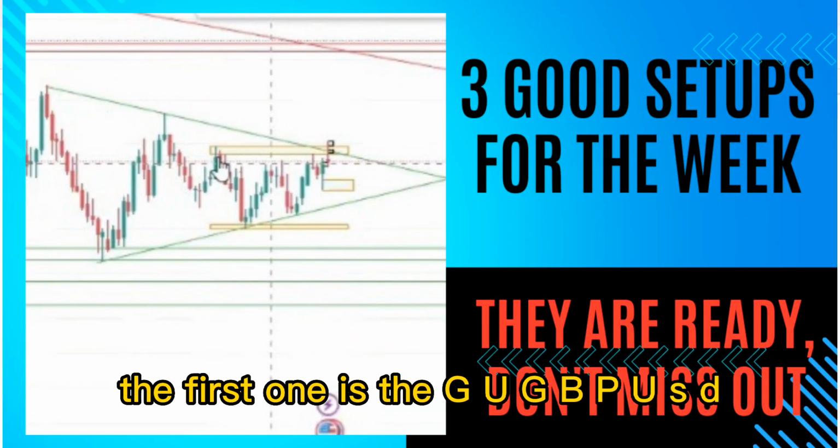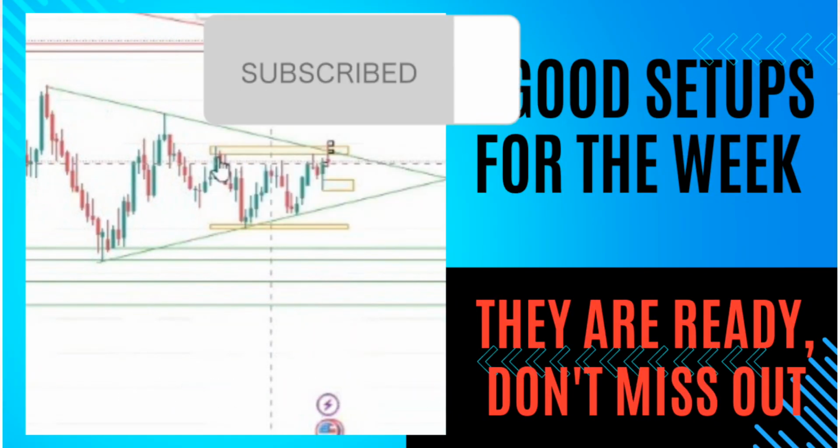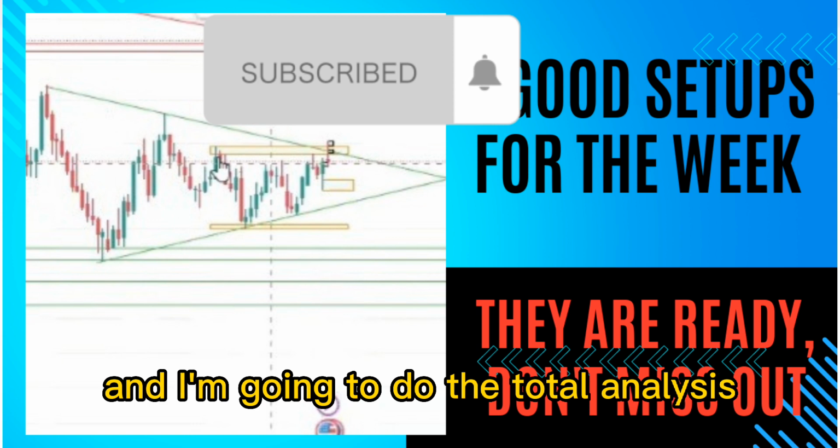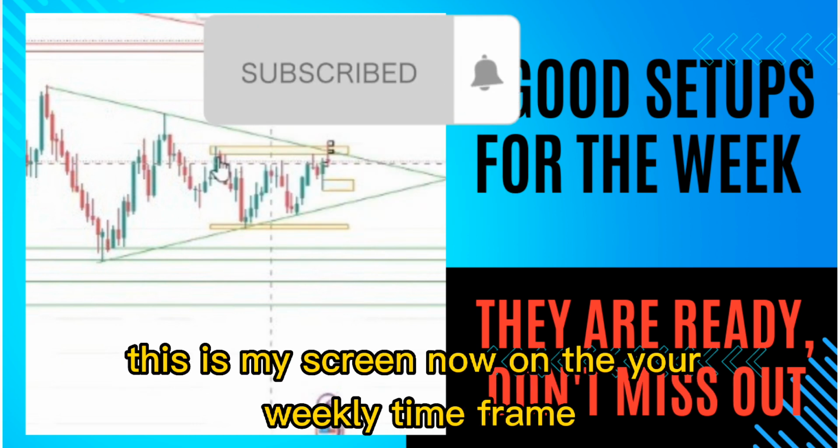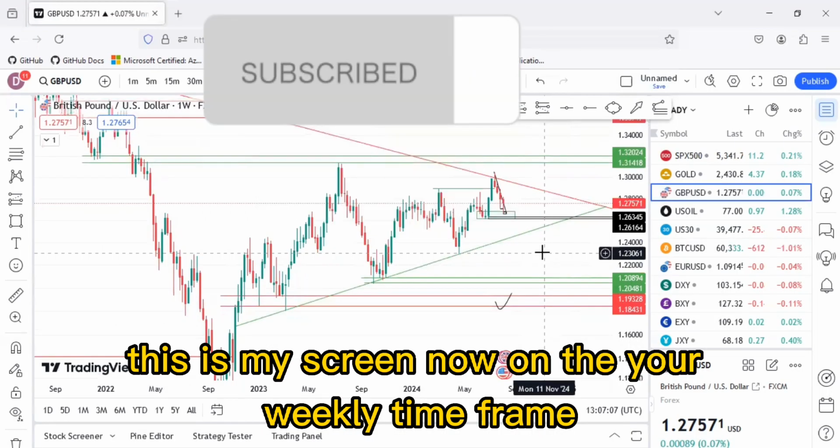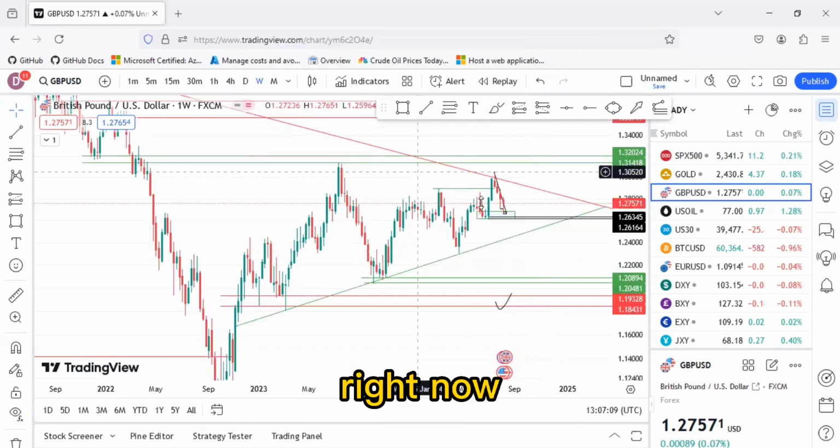The first one is the GBPUSD, and I'm going to do the top-down analysis. This is my screen now, and we're on the weekly time frame right now.